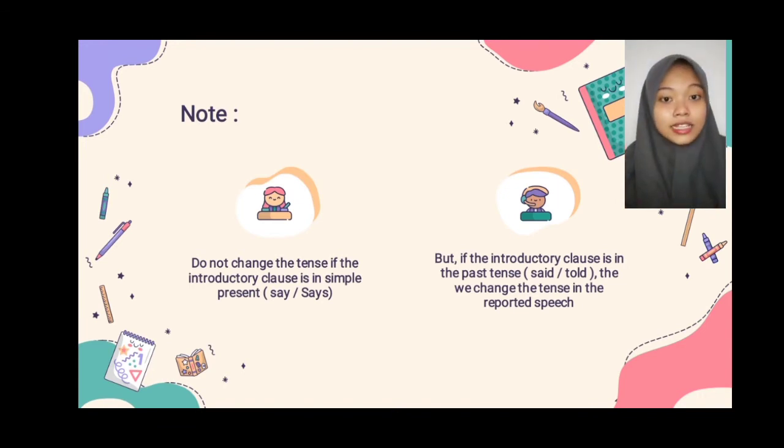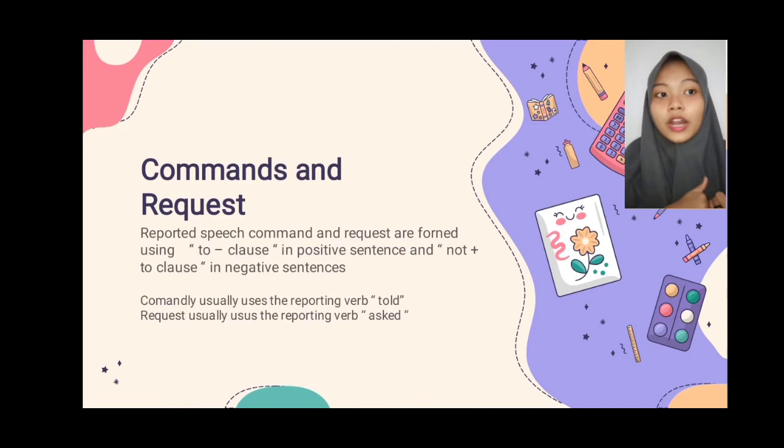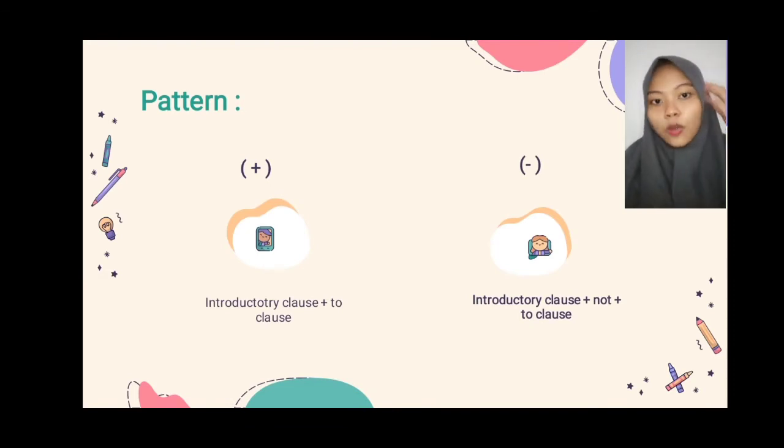The second kind of reported speech is command and request. Reported speech command and request are formed using a to clause in positive sentences and a not to clause in negative sentences. Commands usually use the reporting verb told. Requests usually use the reporting verb asked. The pattern for command and request: for positive, introductory clause plus to clause. In negative, introductory clause plus not plus to clause.